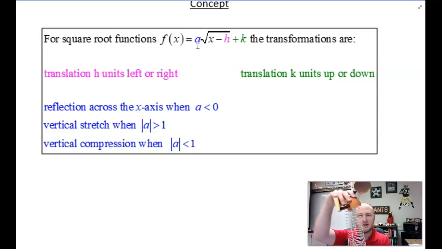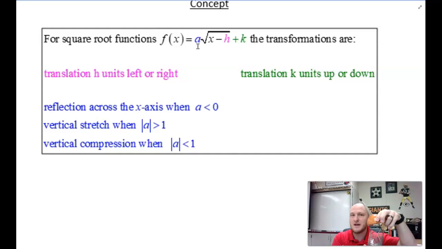But if my multiplier is between 0 and 1, say I cut Slinky in half, then this causes compression. What if I multiply by a negative? Well, that's going to cause reflection. Now he's tail up. So those are our a values. Our h values cause our function to move left or right, and our k value causes our function to go up and down.